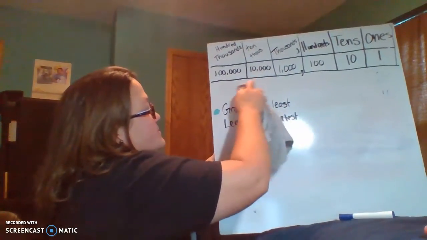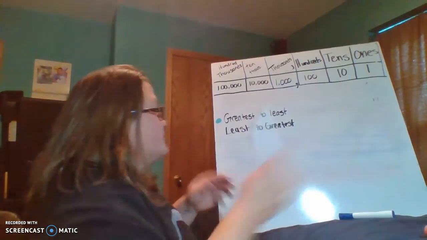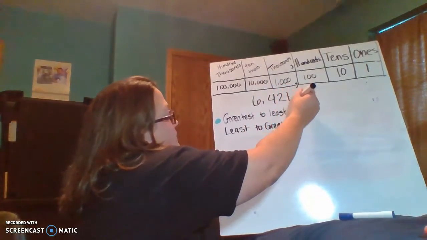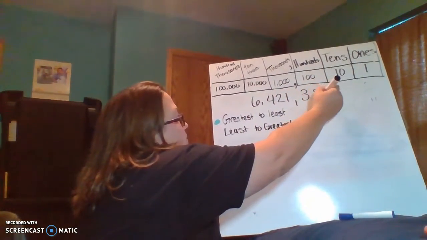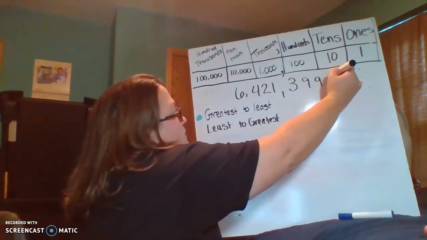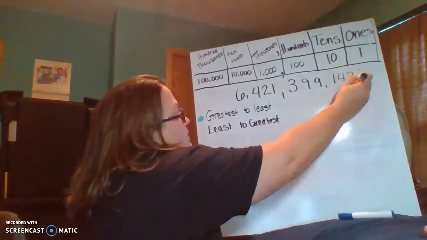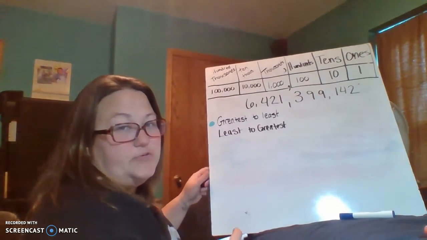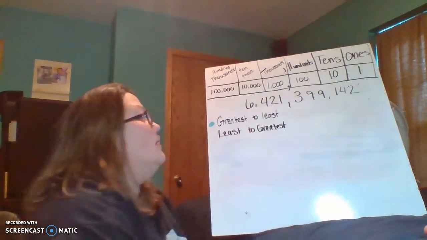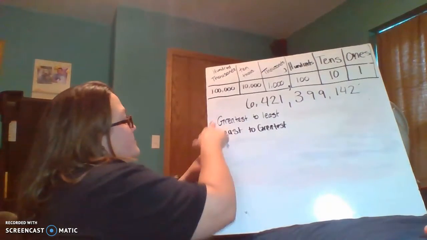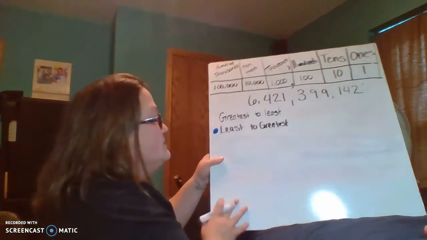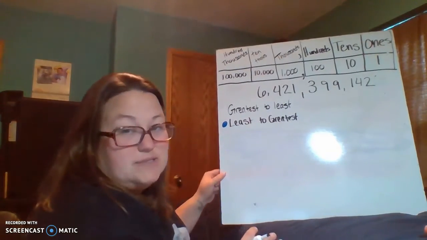Now we are going to do, let me throw some more numbers up here. 6,421, 399, and 142 are the numbers. So this time we are looking for least to greatest. So we're going to look for our smallest number.